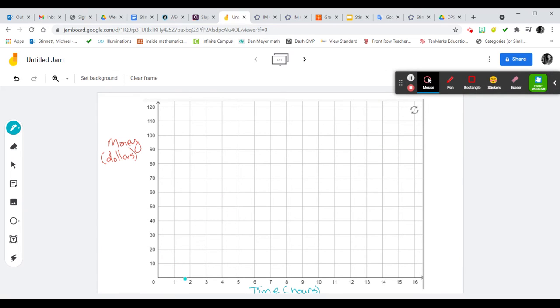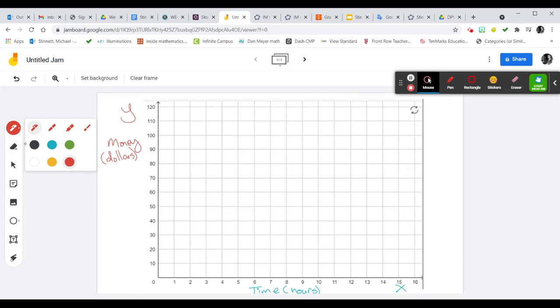And so, what we're going to do here, I have a graph, right? On my y-axis, this is my y, I have money in dollars, okay? And then down here, this is my x-axis, I have time in hours, okay? So, what we're going to do is put in a scenario.